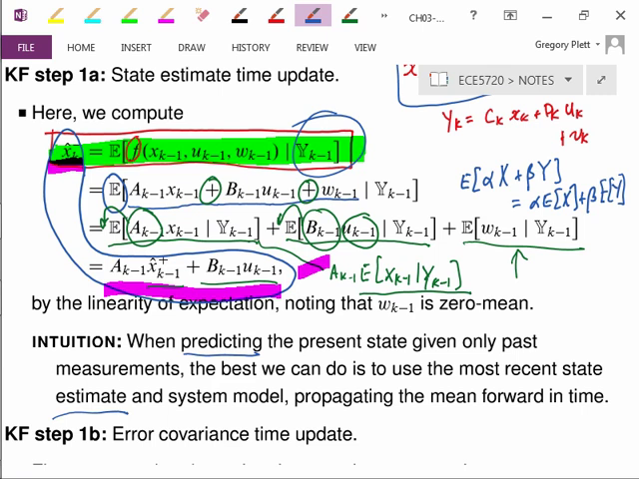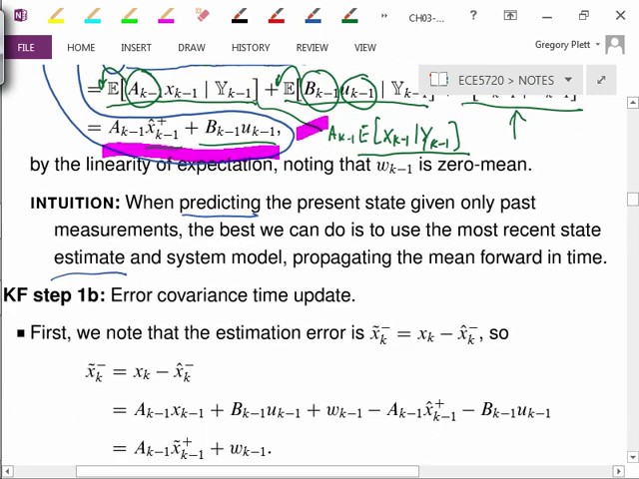That's step 1a. Step 1b says that we want to find sigma x tilde k minus, and that's equal to the expected value of x tilde k minus times x tilde k minus transpose. To be able to evaluate this mathematically, I benefit from having a simpler expression for what x tilde k minus is. So let's look at that.